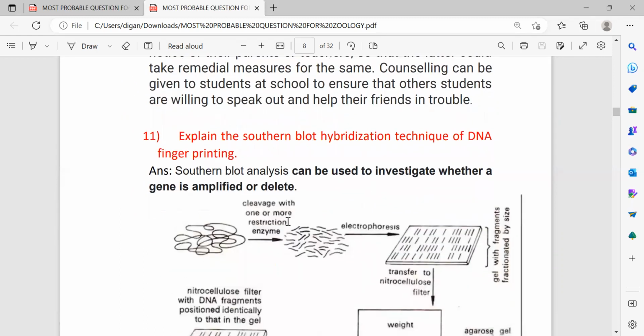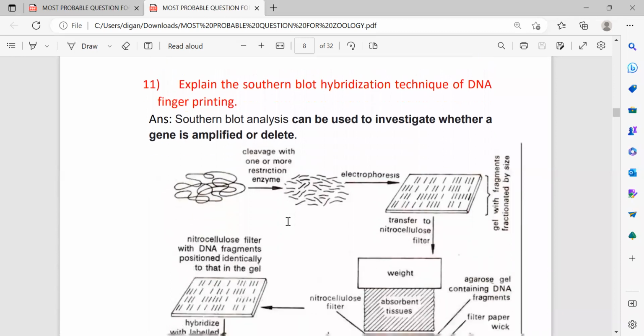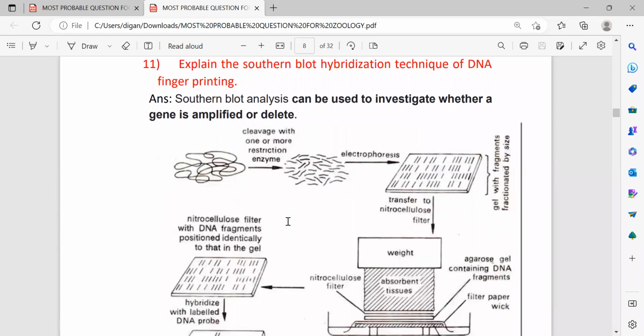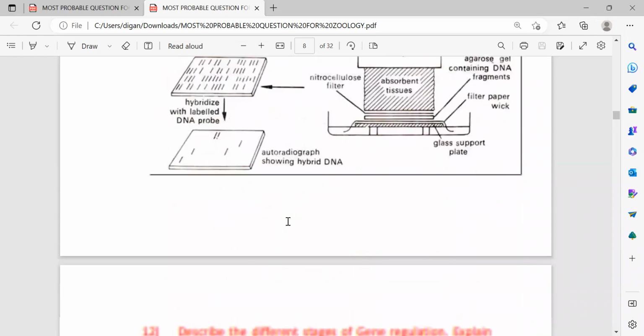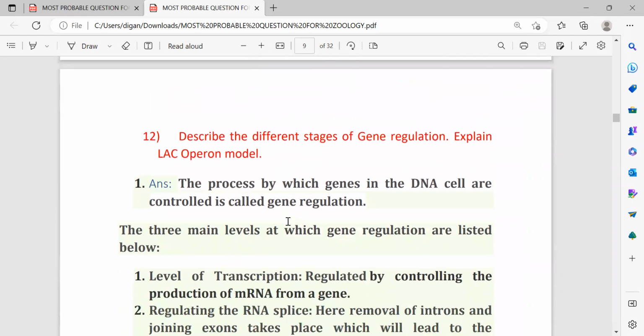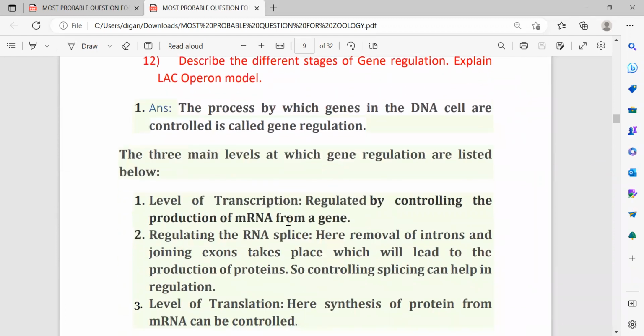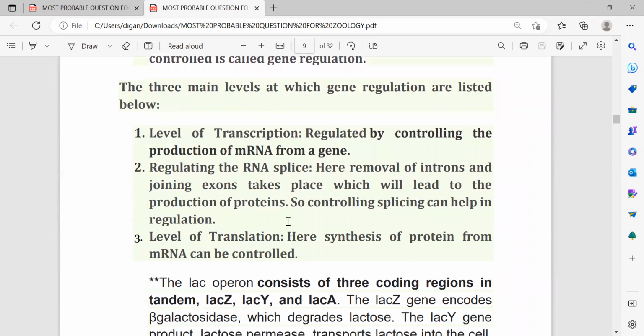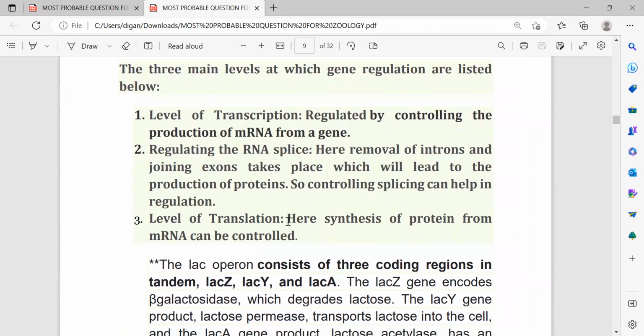Explain the Southern blot hybridization technique in DNA fingerprinting. Just a few minutes ago I told you it is a part of DNA fingerprinting. So if Southern blot hybridization comes separately, you just write the definition and draw the diagram only. You will get full marks. Describe the different stages of gene regulation. Explain the lac operon model. So first is the definition of gene regulation, and the 3 main levels at which gene regulation occurs are listed below.